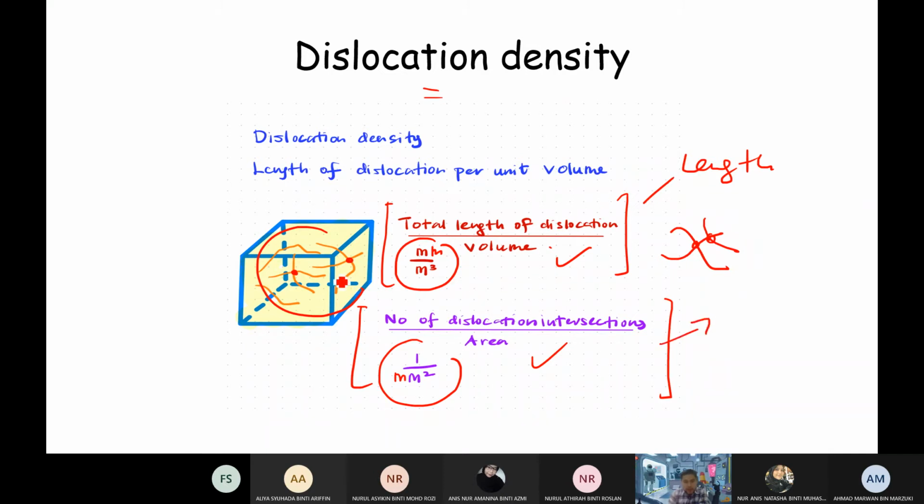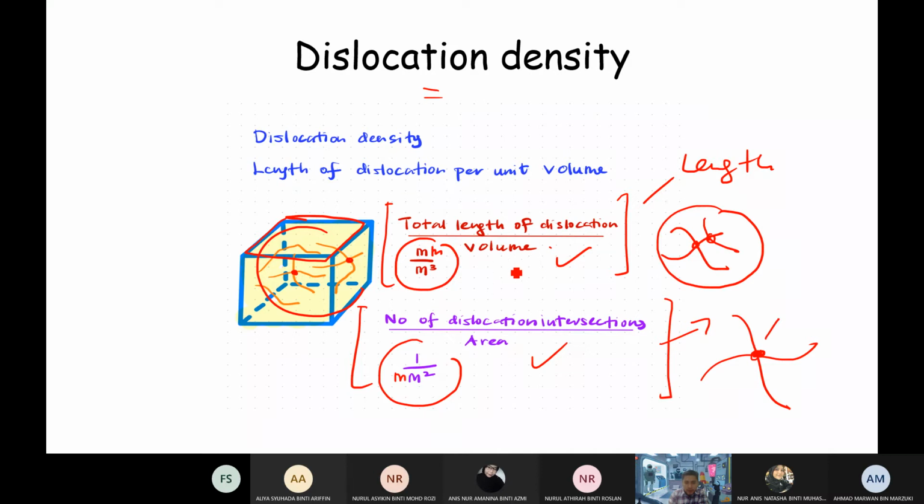Apa yang kita kira kat sini? Area. Kalau tengok sini kan, kita kira apa? Okay, let's say we have two line. Kita kira kat sini. What is this? We measure what? Tadi ada yang kata area. Area tu betul. Area kat sini lah, millimeter square ni. Tapi per area tu apa kita kira?